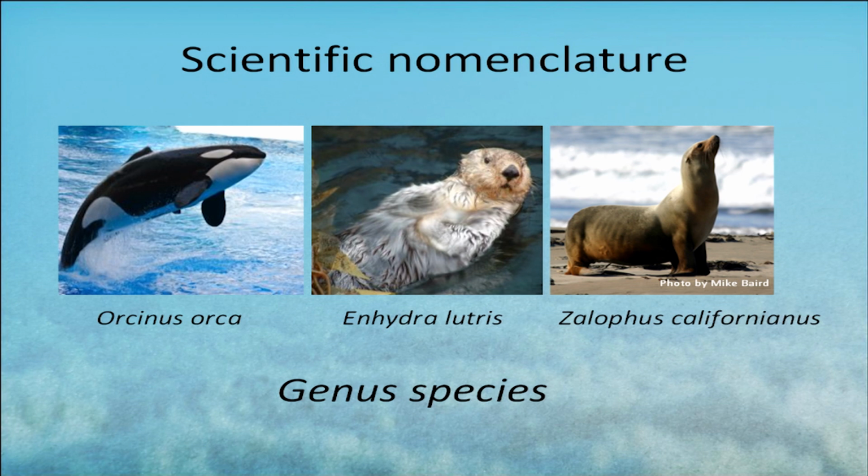So a killer whale becomes Orcinus orca. A sea otter becomes Enhydra lutris, and a California sea lion becomes Zalophus californianus. Now, when you write out these scientific names, remember that the genus name is going to be capitalized while the species name is going to be lowercase. And also, always remember to write out scientific names in italics, and that tells you you're dealing with a scientific name. Let's go ahead and take a look at the taxonomy of some of the marine mammals.